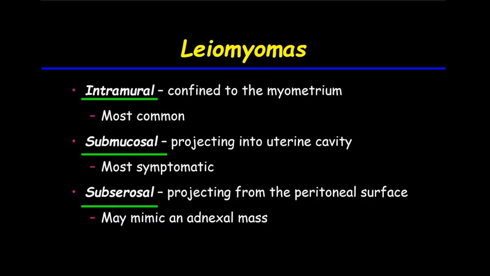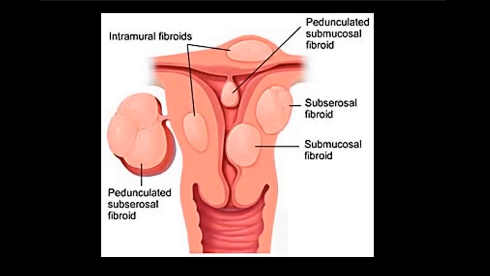Fibroids can occur in different locations. The intramural location is most common. The submucosal location, when it projects into the endometrial cavity, is the most symptomatic, causing bleeding and pain. And the subserosal fibroid may mimic an adnexal mass as it projects outward from the peritoneal surface. Realize also that leiomyomas may encompass more than one location.